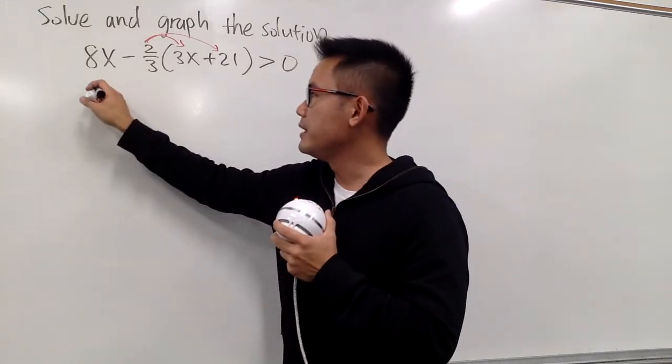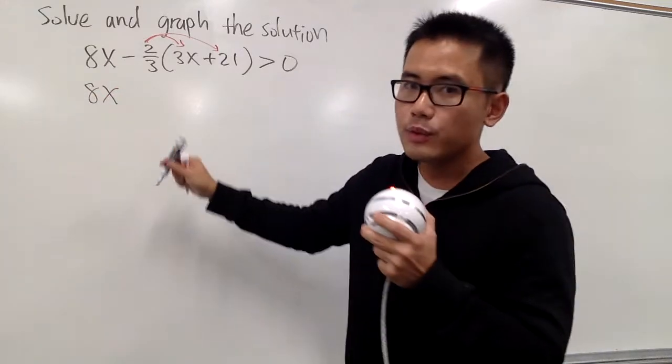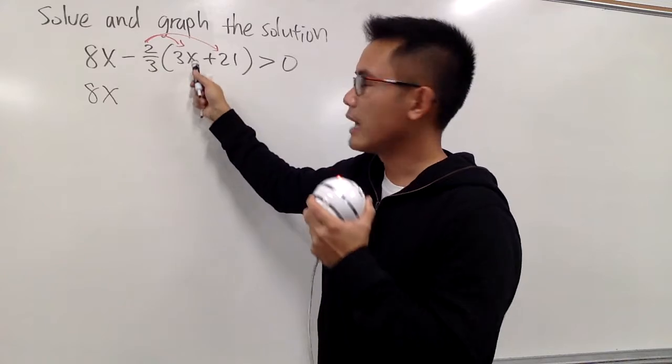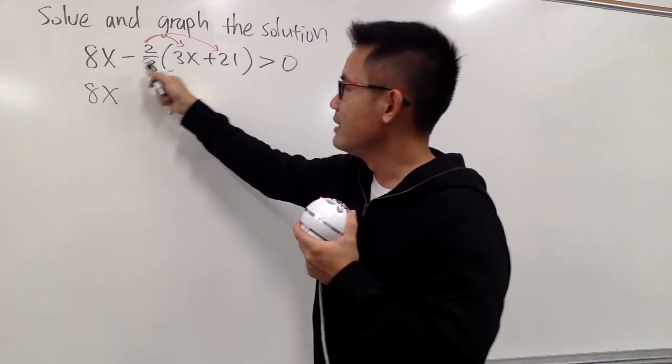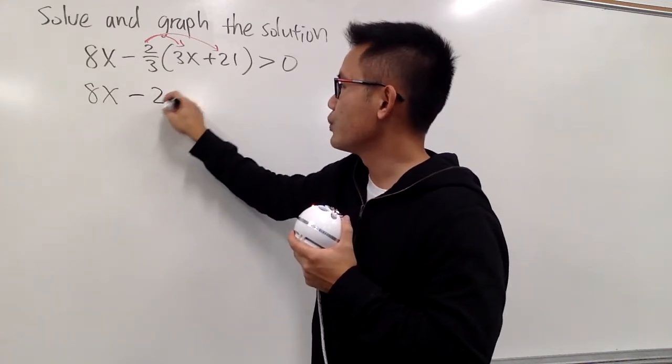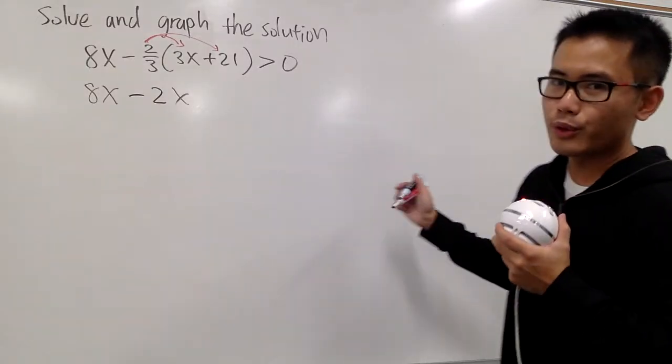So, we'll first keep the 8x, and we'll do negative 2 over 3 times 3, and that's what? This times that is going to give us negative 2x. And let me just show you guys that real quick on the side.